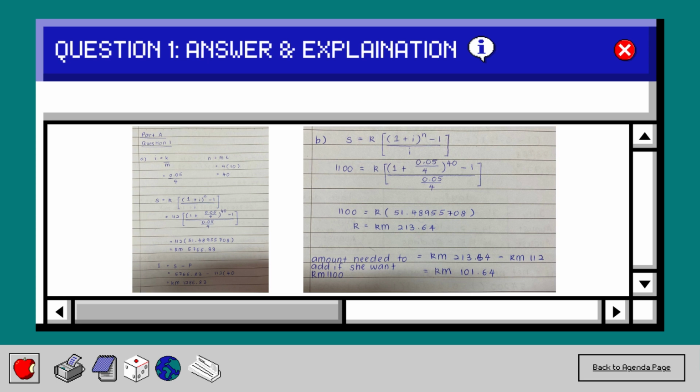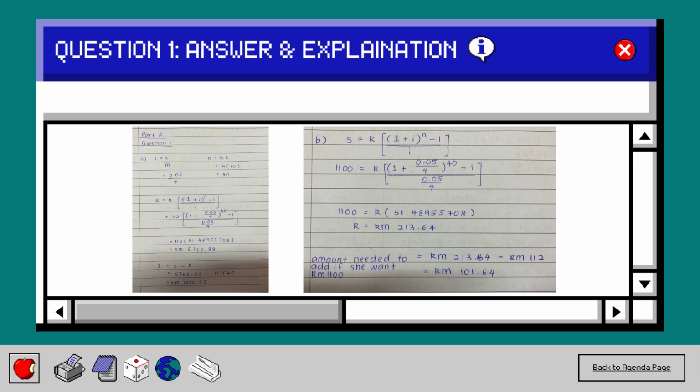So R is 112, i equals 0.05 over 4, and n equals 40. We just need to finish the bracket first. So we get 112 multiplied by 51.48955008. So we can get the final answer, which is 5,766 ringgit and 83 cents.